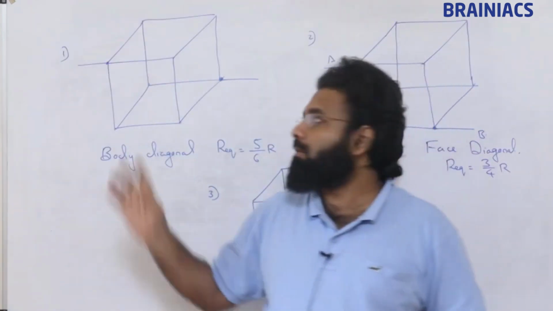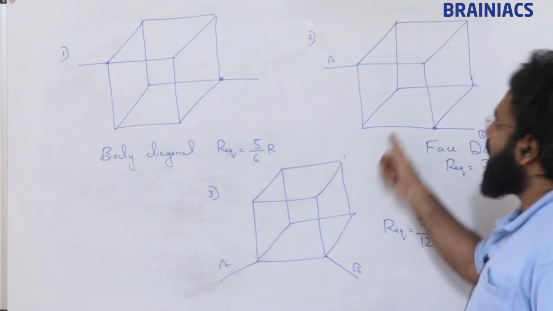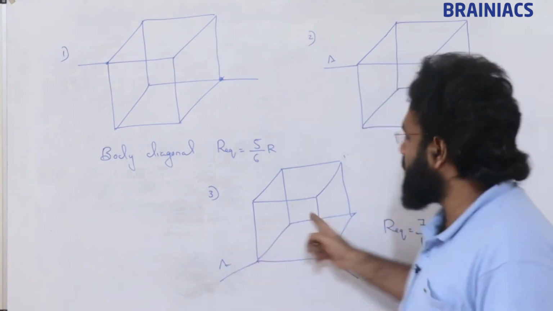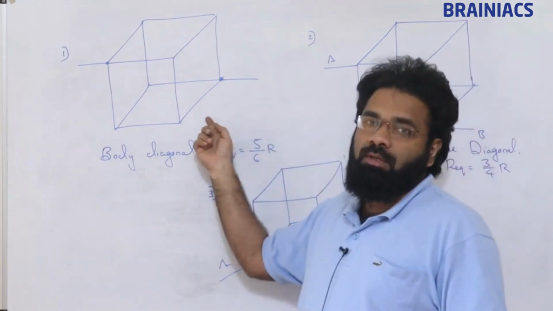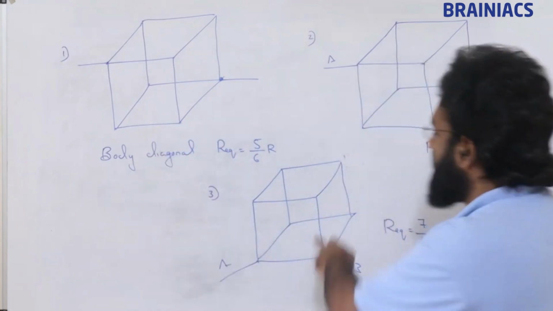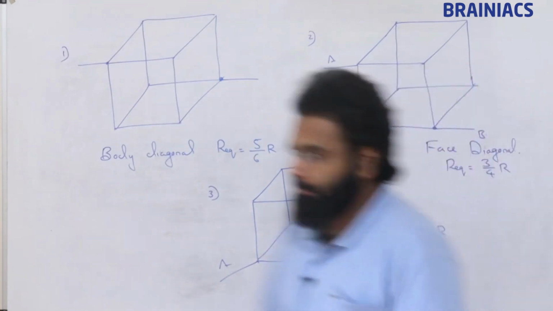See students, similar questions. These two are worked out examples in HC Verma. This one is given in the exercise. This is not worked out, but we have worked out, and you can see the steps for this question also in the book.